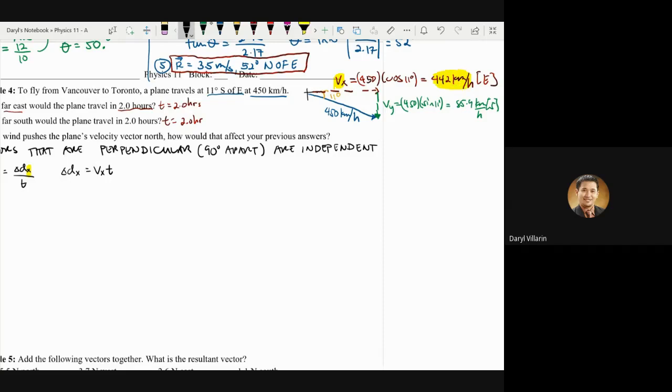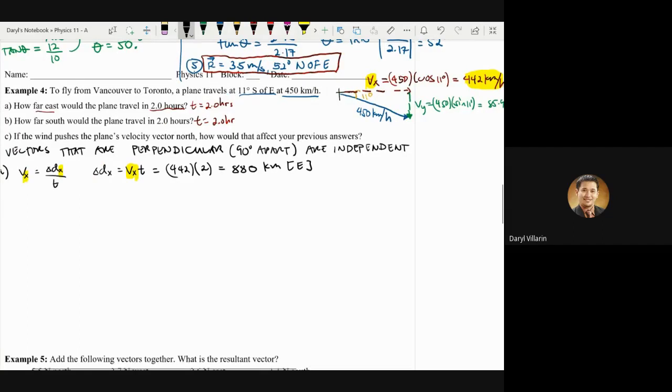So my Vx is just this magnitude here. Therefore, that would be 442 multiplied by 2, which gives you around 880 kilometers east. So the plane would travel 880 kilometers east.